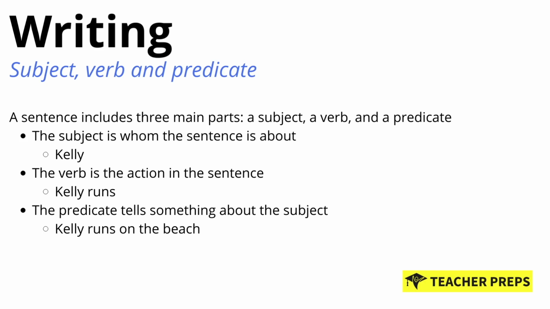This is subject, verb, and predicate. A sentence includes three main parts. Remember, the subject, the verb, and a predicate. The subject is whom the sentence is all about. In this case, let's call this person Kelly. The verb is the action in the sentence. So Kelly runs. Runs is the verb. The predicate tells something about the subject. Kelly runs where? On the beach. Kelly runs on the beach.